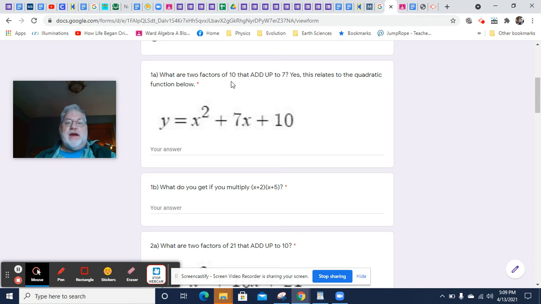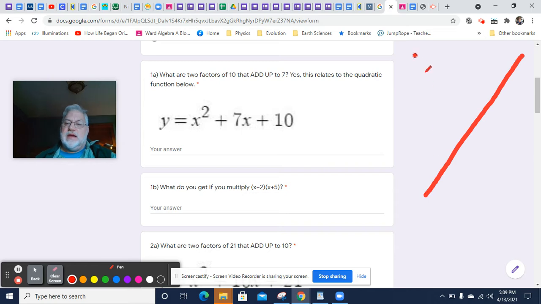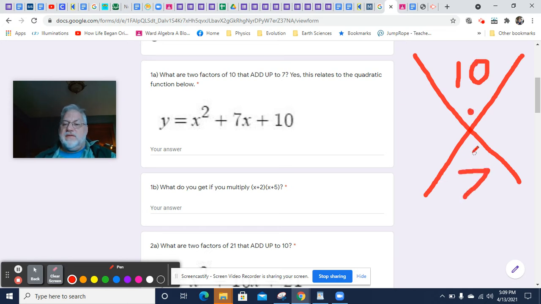So what are two factors of 10 that add up to 7? I'm going to make a little x like that, and I need factors of 10. So I'm going to put a 10 here, and a little dot here for multiplication. And I need to get a 7, I need to add up to 7. So I need two numbers, one here and one here. They're factors of 10, but they add up to 7.